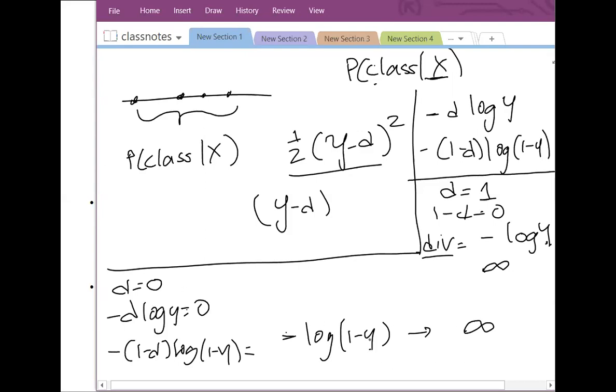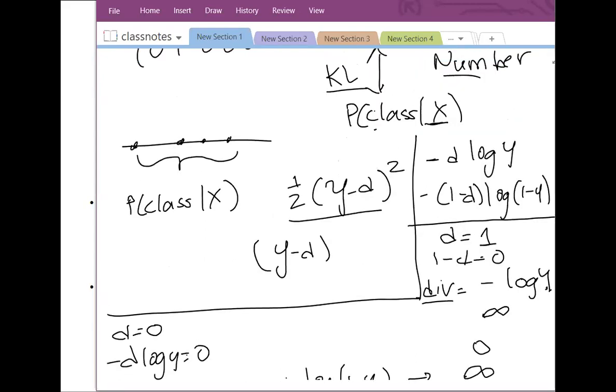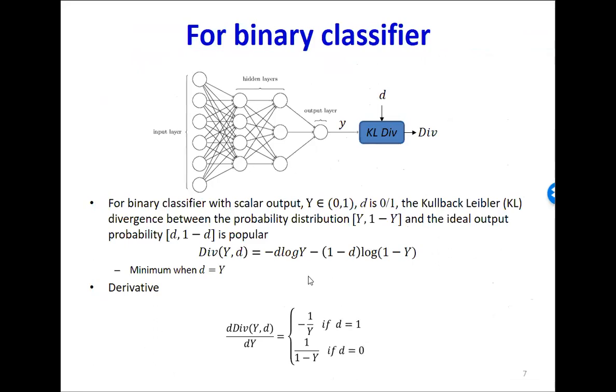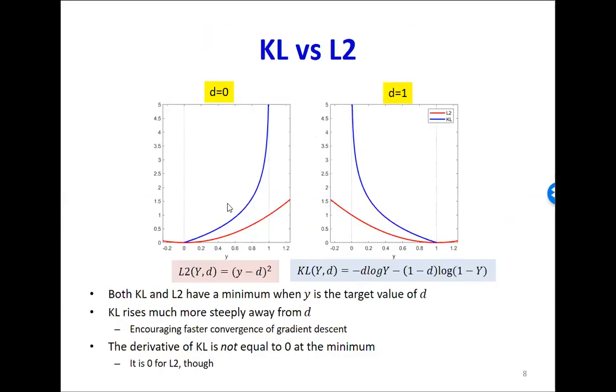But if the desired output is 0 and y is also 0, then 1 minus 0 is 1. The log of 1 is 0. The divergence will be 0. So this divergence has a very nice property. And furthermore, if you actually compute the divergence, when the desired output is 1, d is 1, this term goes away, and you're left with just minus log y. The derivative is minus 1 over y. When the target output is 0, then this term goes away. You're left with minus log of 1 minus y, and the derivative of that with respect to y is 1 over 1 minus y. So we saw this in the last class.